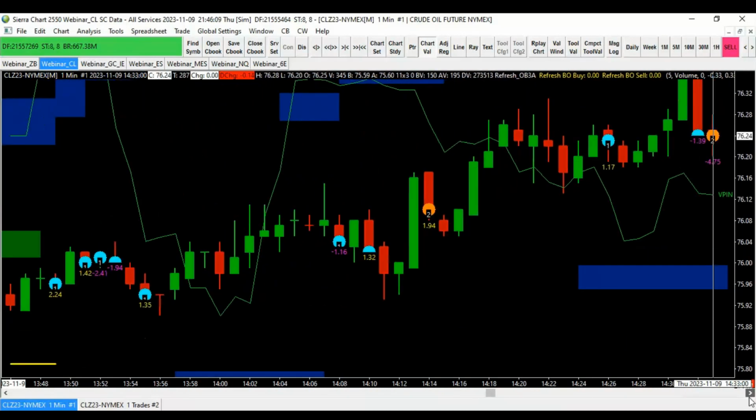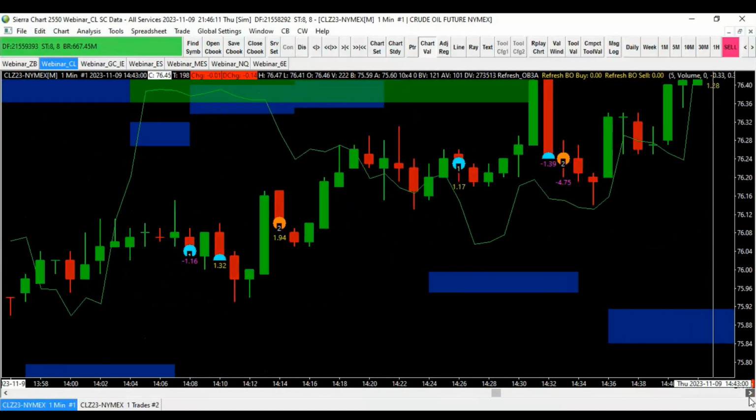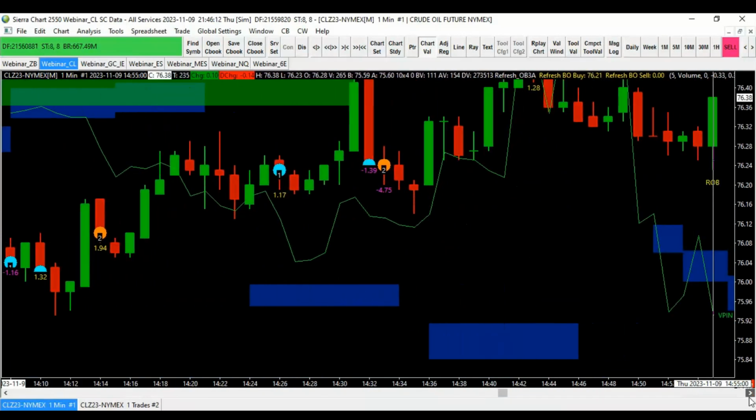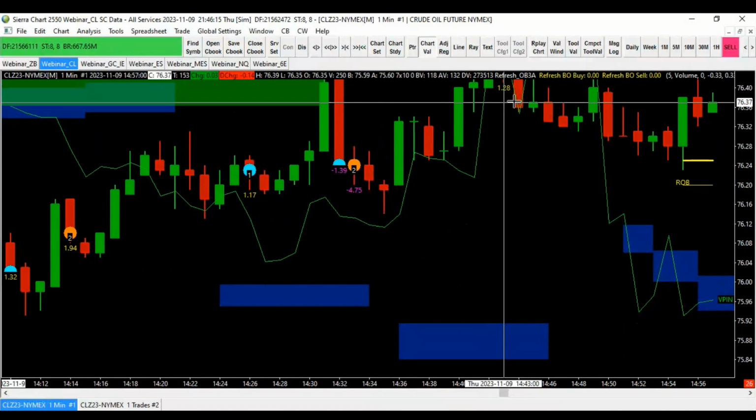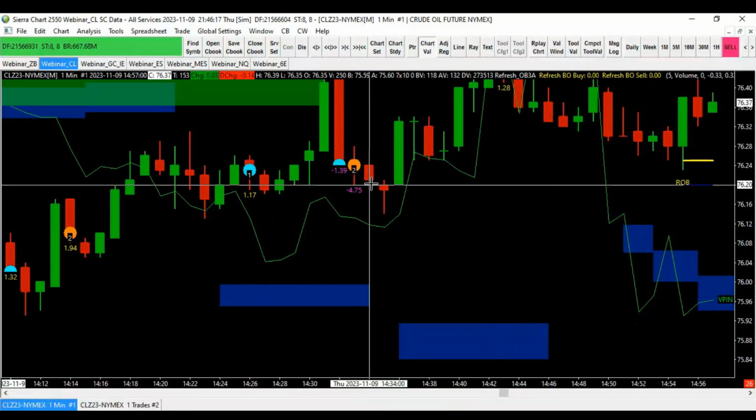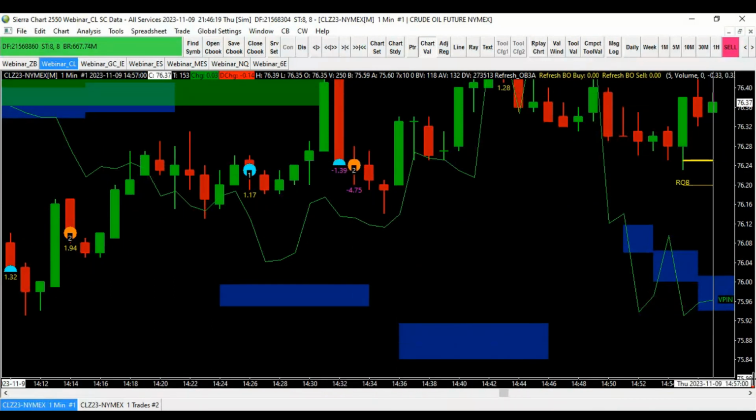I won't spend too long on this because I know this is not the most exciting thing to watch. Another bounce off a measured move there, went down quite strongly.